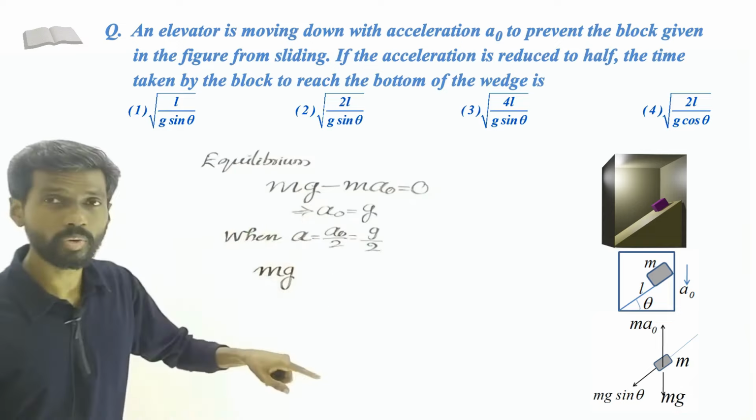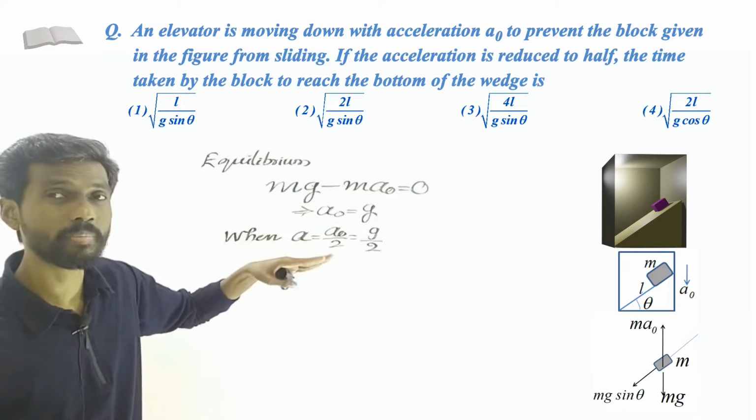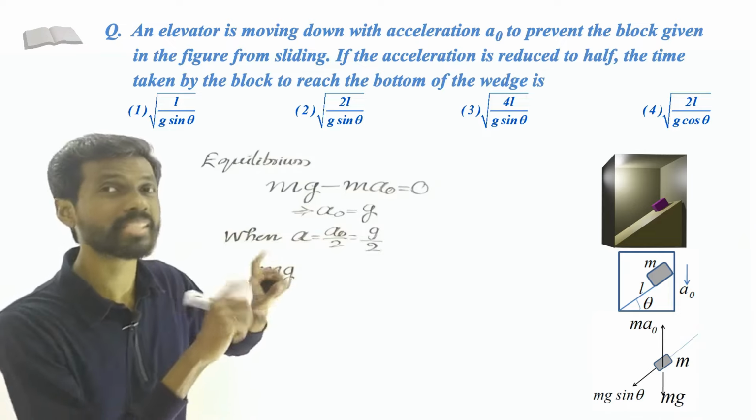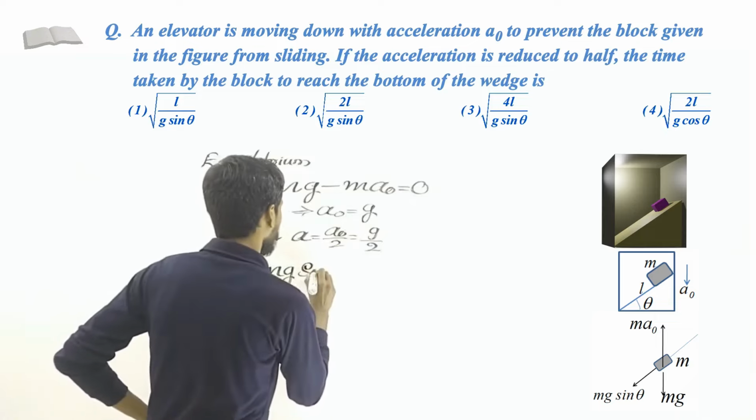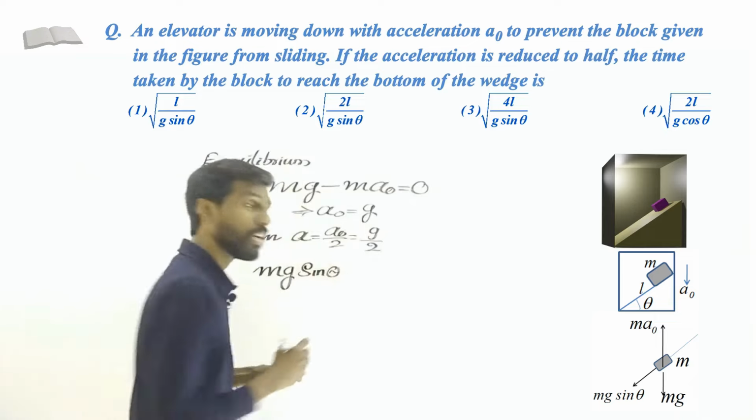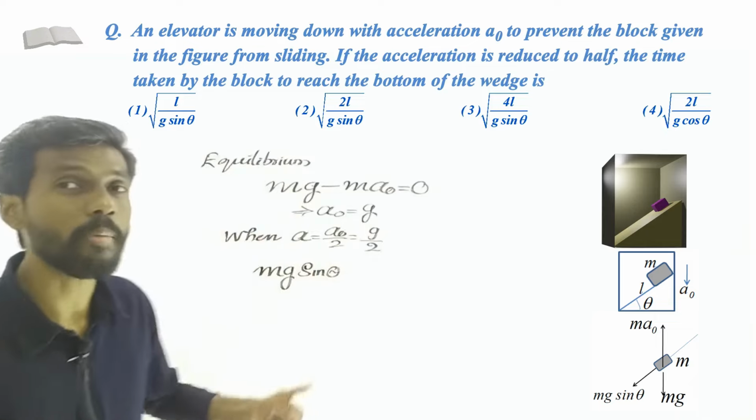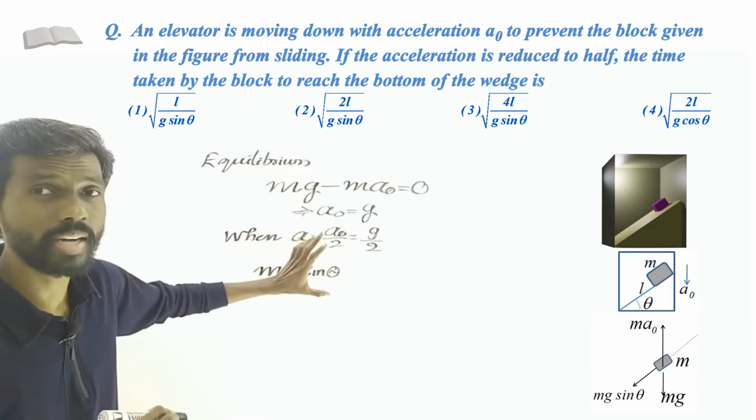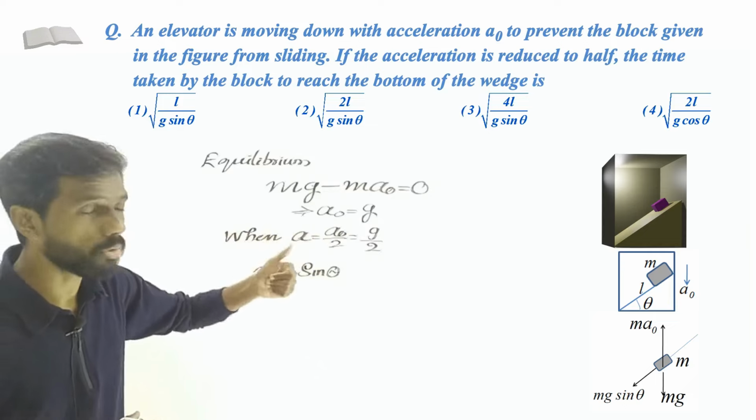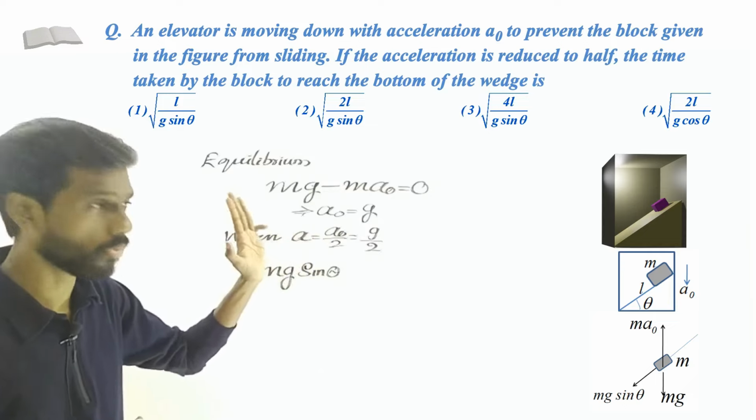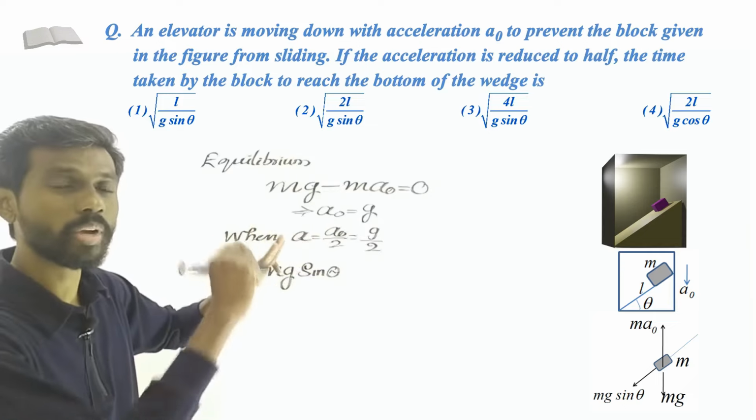Okay, mg is the downward direction. You have to take the component along the plane. So that is mg sine theta, because the angle is 90 minus theta, so we take sine theta. Not only that, we have the upward pseudo force, because again it is accelerated. So we have to take the component of the upward pseudo force in the direction of the plane. Okay, so what is that?